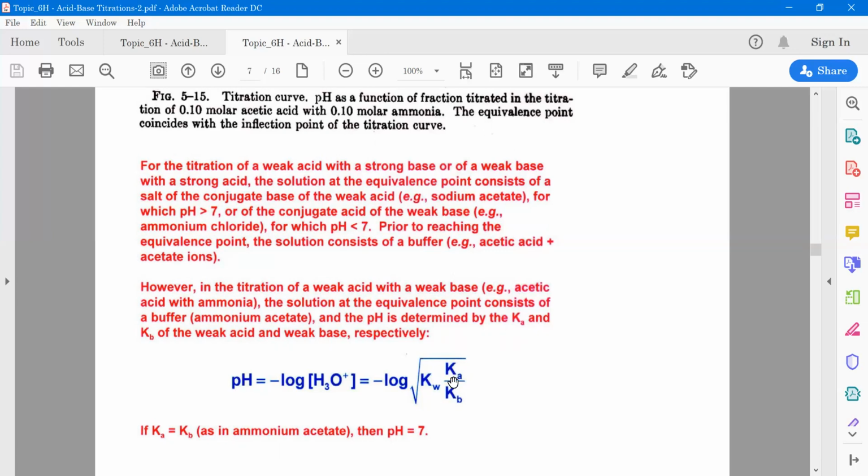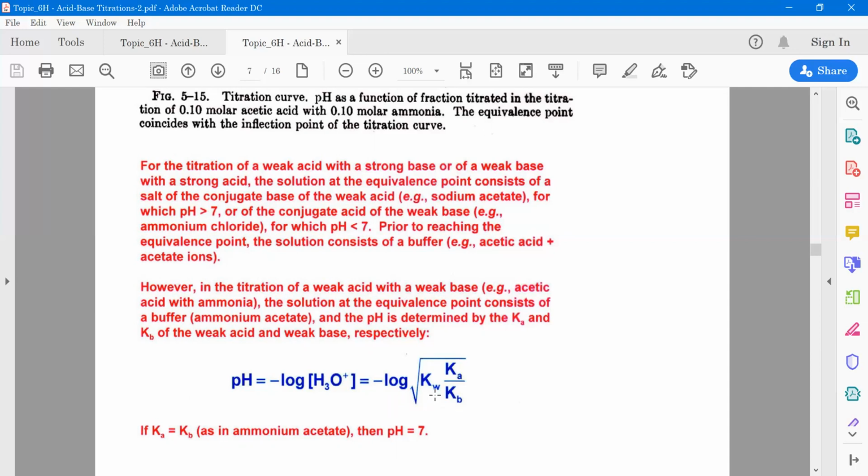Well, because the Ka for the weak acid is related to the Kb of its conjugate base through Kw, I know this is a lot of wording and you can convince yourself of this later, and the Kb of the weak base is related to the Ka of its conjugate acid, also through Kw. That's where this expression in the square root sign comes from.